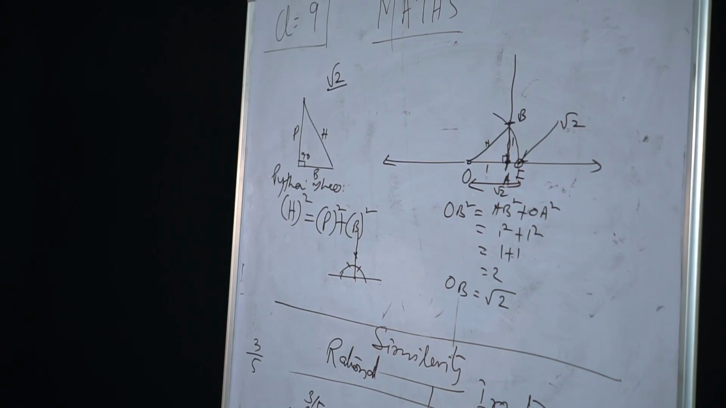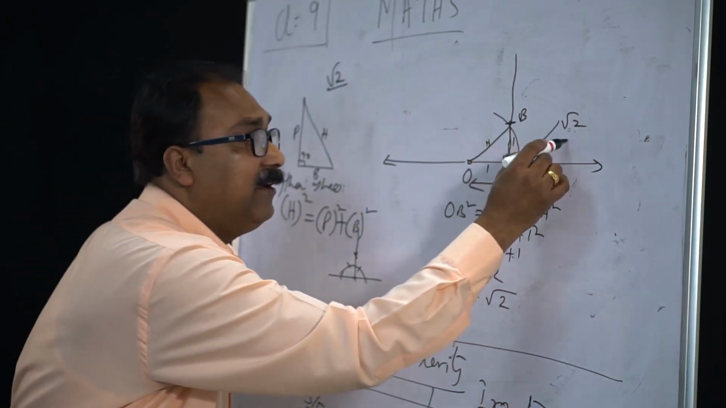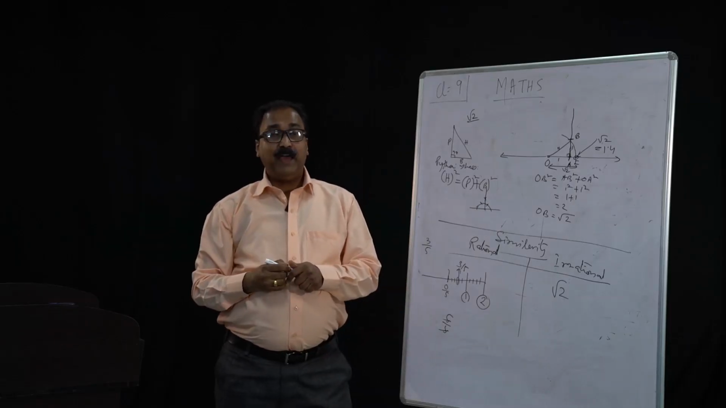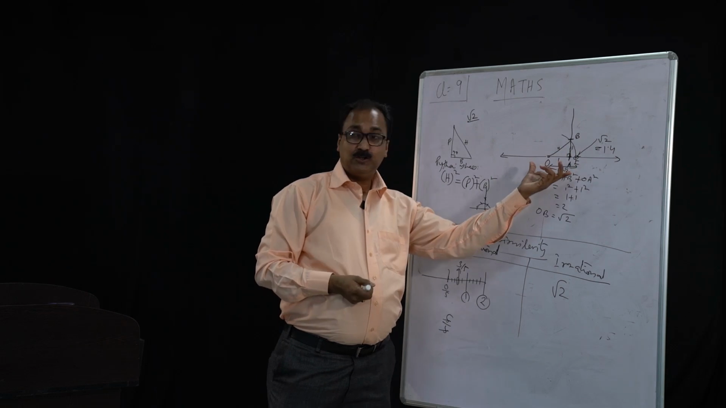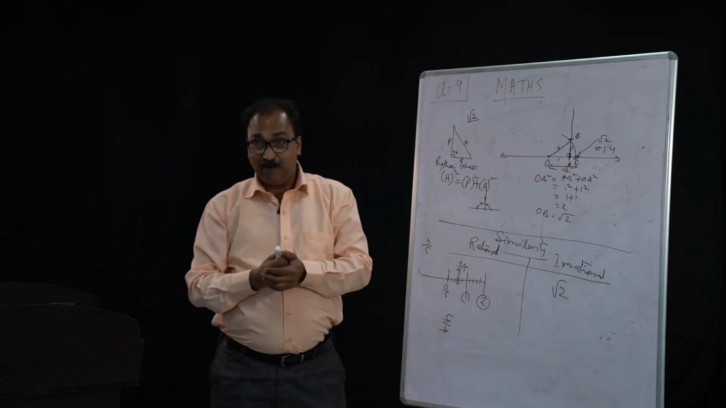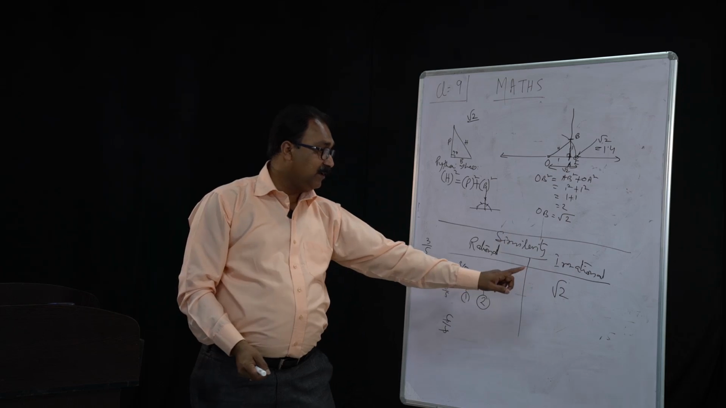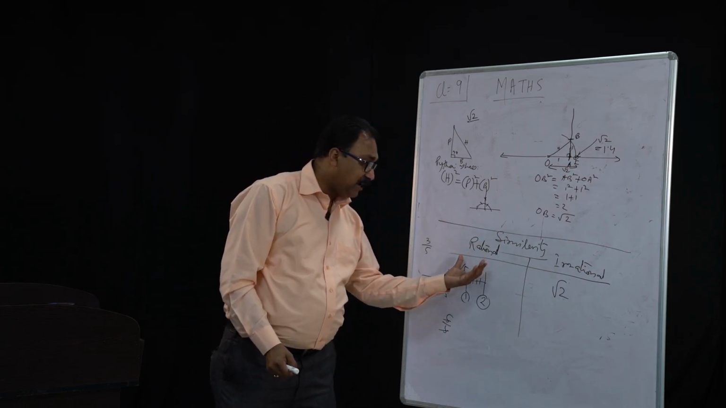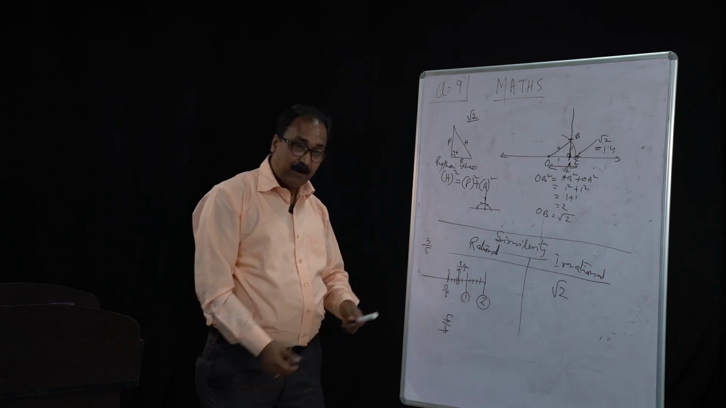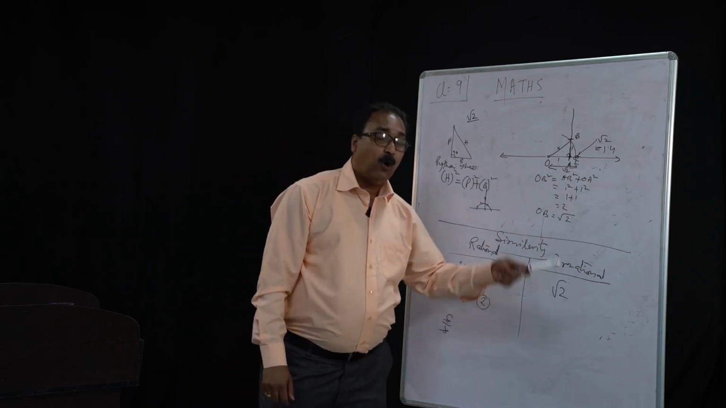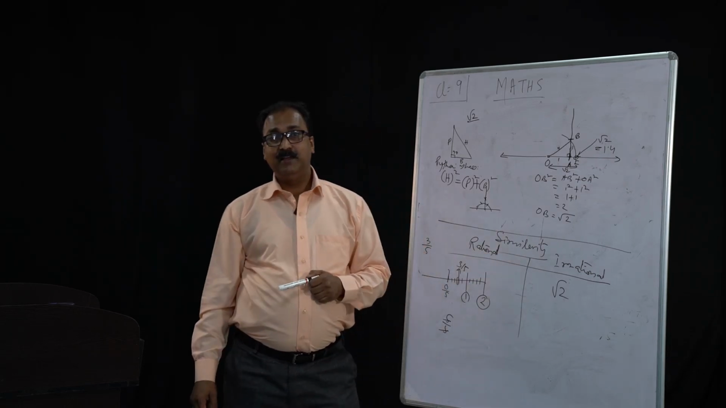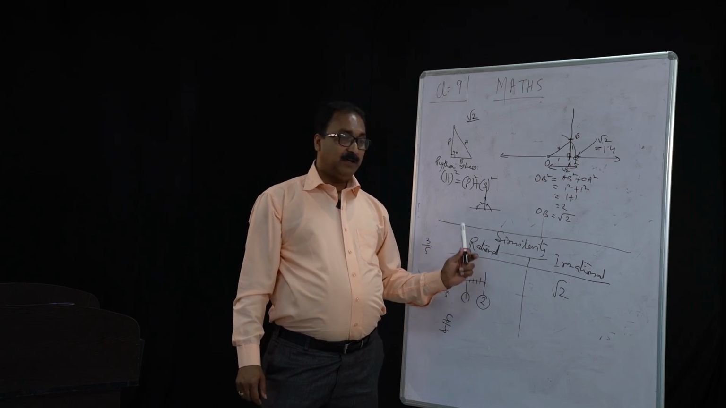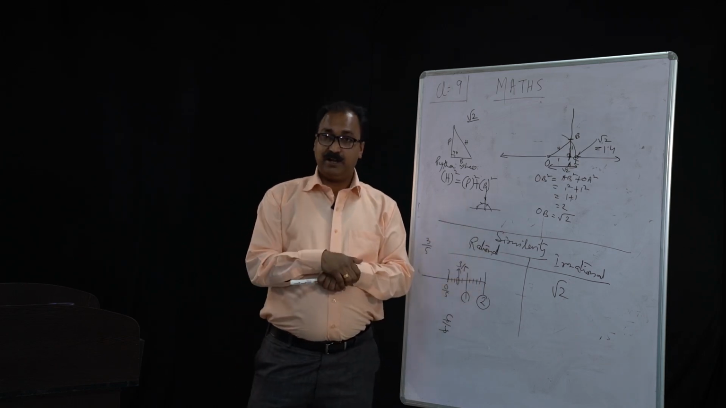If you go with the scale, it will come to approximately 1.414. So the irrational value also we can express on the number line. That is the similarity between irrational and rational numbers. So what is that similarity? A rational number can be expressed on a number line, and an irrational number can also be expressed on the number line. Understood? So this is the similarity between rational and irrational numbers.